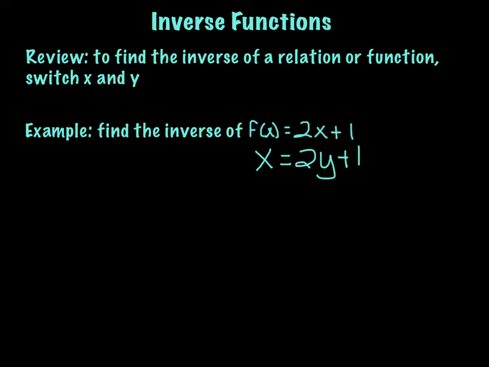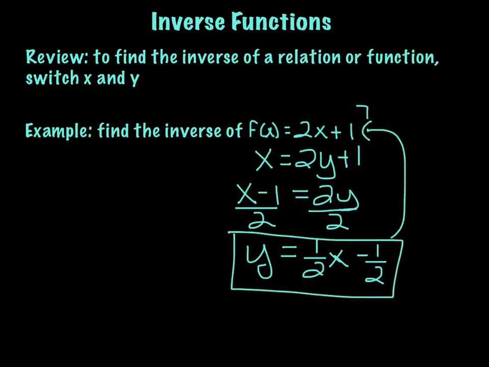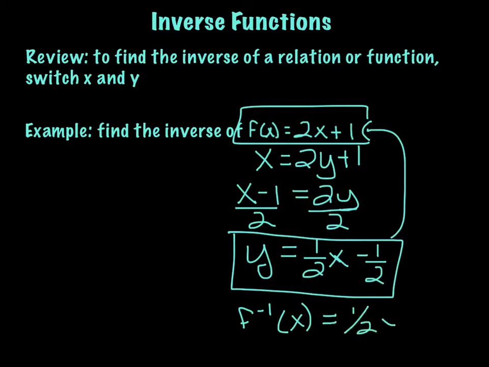So we're going to take away the 1 and divide by 2. So we get y equals 1/2 x minus 1/2. That's the inverse function of this one. So we would say f to the negative 1 power of x, because that means inverse function, equals 1/2 x minus 1/2.